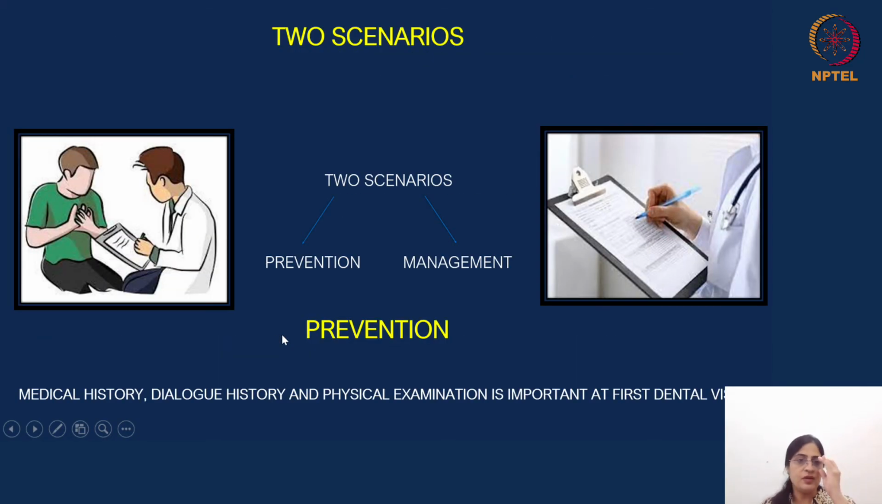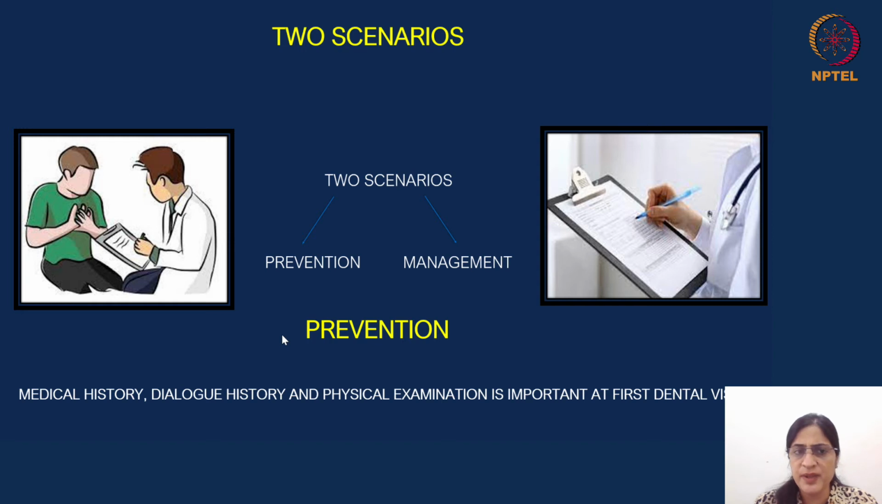Now we have discussed the pathophysiology, so we have two scenarios in front of us. One is the prevention and the other is management. Under prevention, we have two categories of patients. First category of patients who give us the history of angina pectoris, and we don't want any other attack of angina pectoris or myocardial infarction in the dental chair.